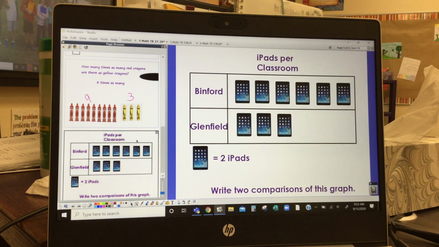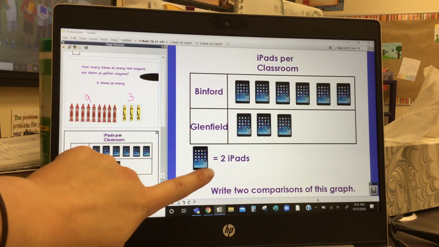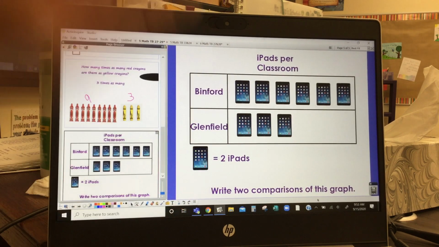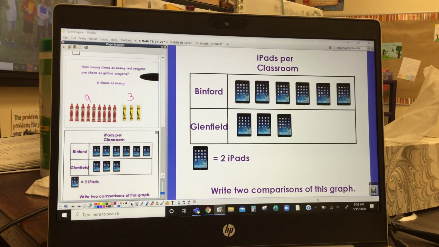Okay, this next one you don't have to write in your notes. I'm just gonna talk through the example. Okay, I just made this up, so this is not accurate. We have iPads per classroom. Okay, Binford and Glenfield. So you can see in the key here, one iPad picture actually represents 2 iPads. So instead of drawing out 2, 4, 6 iPads, I just put 3 there, and each picture represents 2. Binford has 12 iPads total. Glenfield has 6, per classroom.